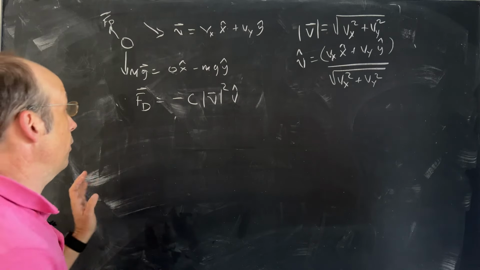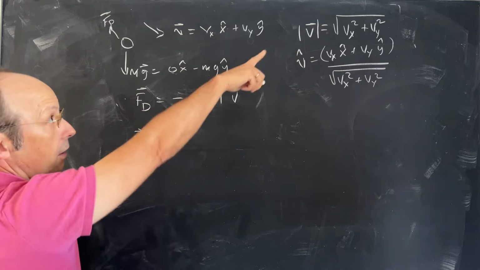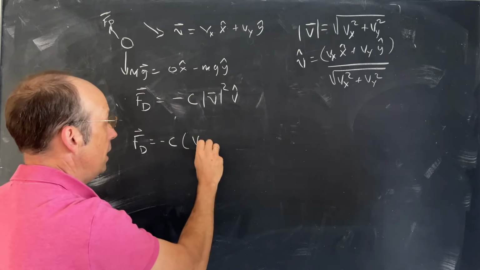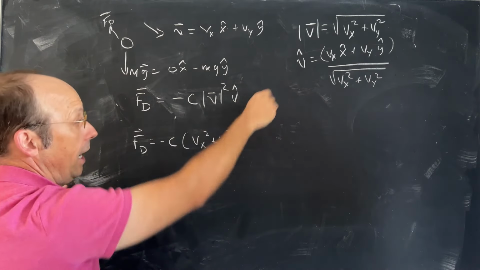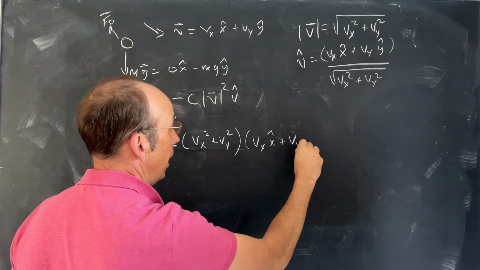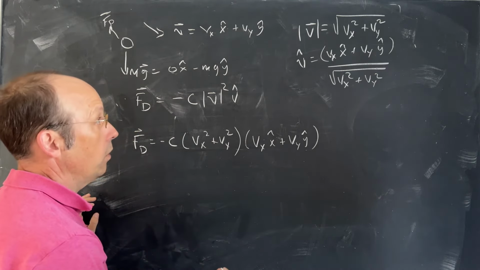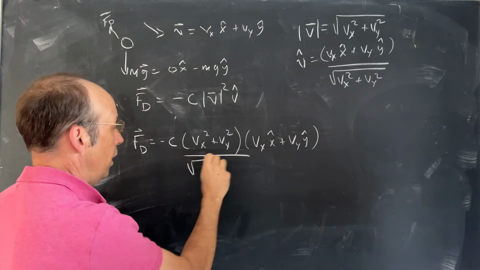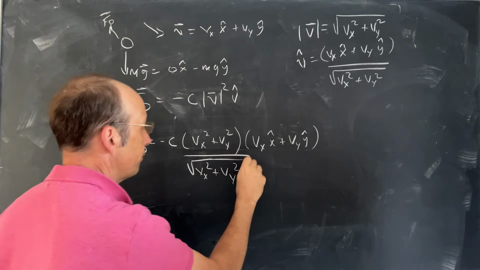So let's just put this all together, and I have F drag is going to be negative c, v squared is going to be this squared, so I get vx squared plus vy squared, and then I have to multiply by v hat. So it's going to be vx x hat plus vy y hat, and then I'm going to divide by this. So I can put that over here. Divided by the square root of vx squared plus vy squared.